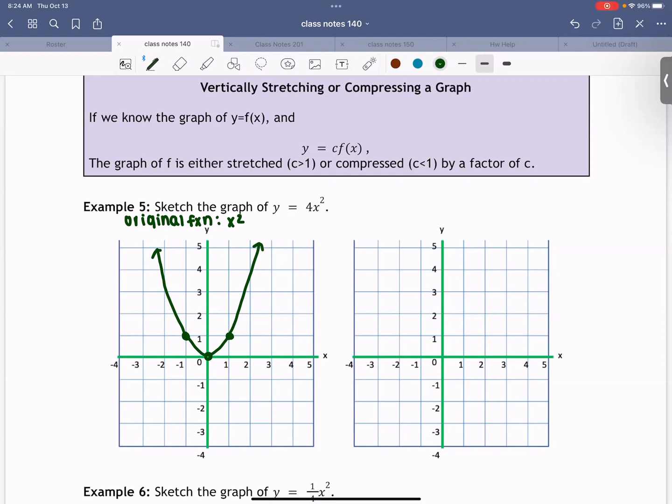Now, from here, you can either think of this as stretching or compressing, which I think is a little bit harder, but if you have a different way of doing this, that's fine. What I like to do is take the important points of this graph, and I already have them plotted on my graph. I know that the 3 important points on this graph are (-1, 1), (0, 0), and (1, 1).